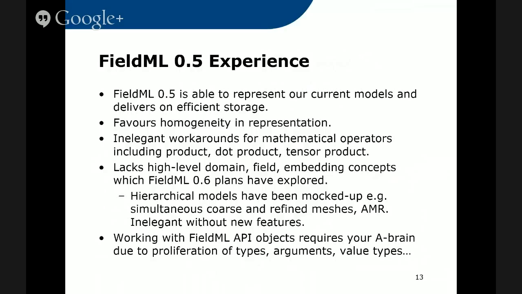We have to use some inelegant workarounds for some mathematical operators. There's no MathML in there yet, but you can, with an external evaluator, define, say, a binary product of real numbers, which I will probably do in the middle term. Its biggest issue is it really lacks the high-level domain field embedding concept, so we've been exploring CellML 0.6. We've mocked some up, and they kind of work, but I think that it's extremely inelegant without adding new features to the data model.